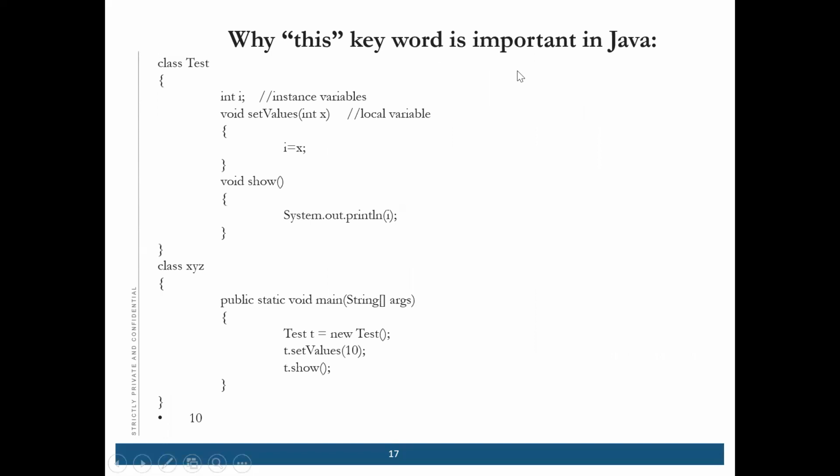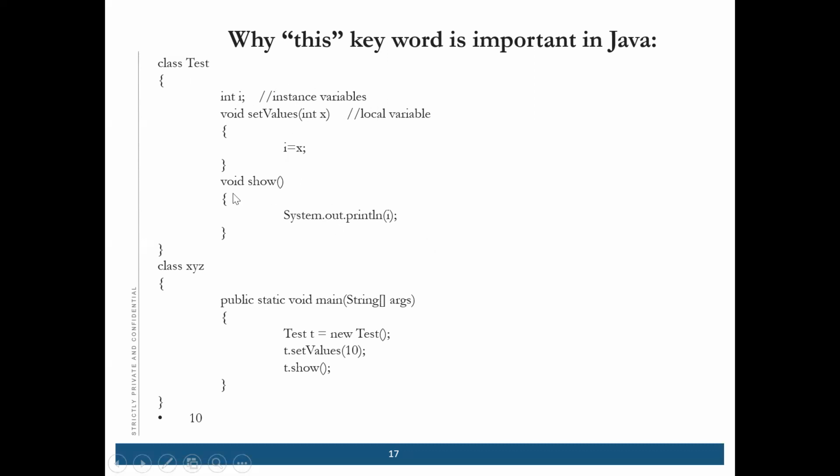Okay. Moving on, we have the this keyword. This keyword is very important in Java. So how do we use this keyword? Suppose we have a test class, and inside that there is an instance variable i. Now we are setting the value of i to x. Whatever is the value of x is going to be i, correct? So we are initializing the value of the instance variable.